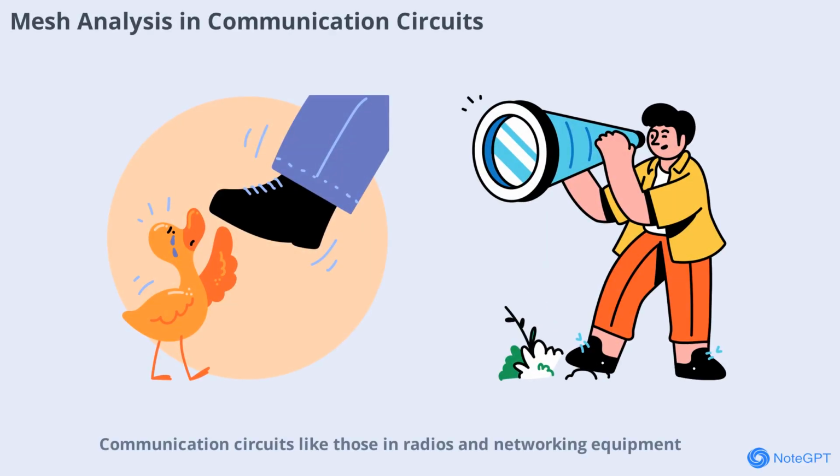Communication circuits like those in radios and networking equipment often rely on mesh analysis for design and troubleshooting. By understanding how currents flow through different paths, engineers can optimize signal strength, minimize interference, and improve overall performance.